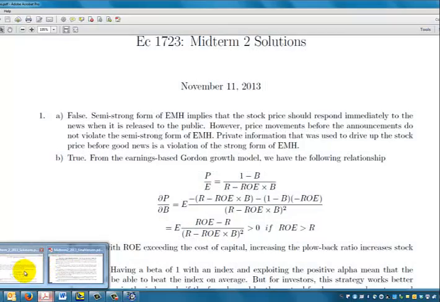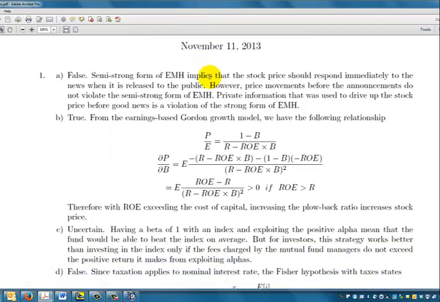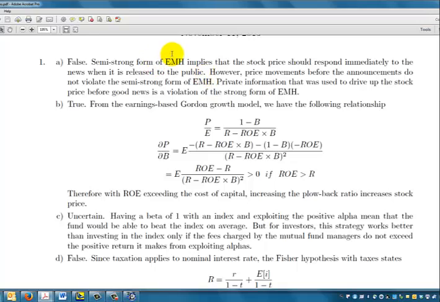So let's take a look at the solutions. So the first statement is false because what the semi-strong form of the efficient markets hypothesis implies is that stock prices should respond immediately when news is released, when it becomes public. But before announcements are made, those announcements are not public information, and so the price movements that occur before the announcements don't violate semi-strong form market efficiency.